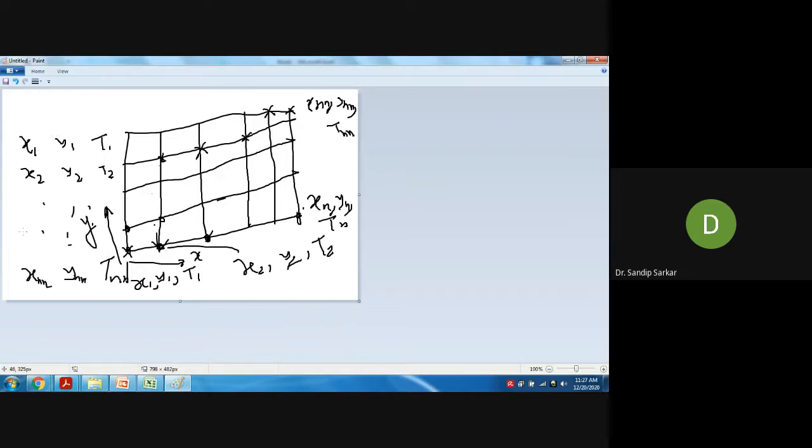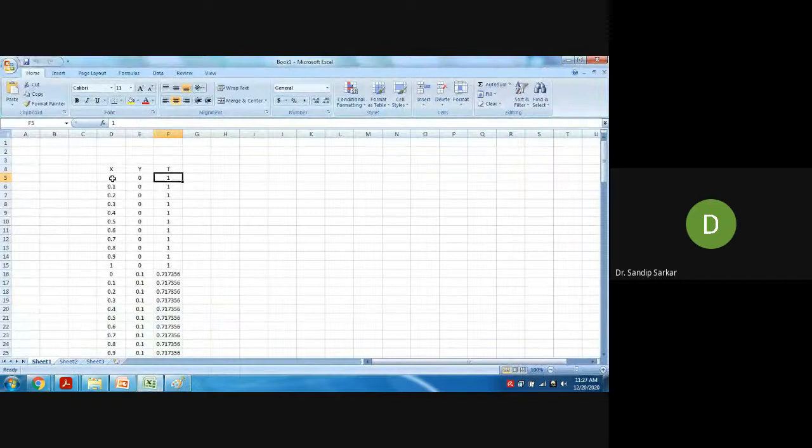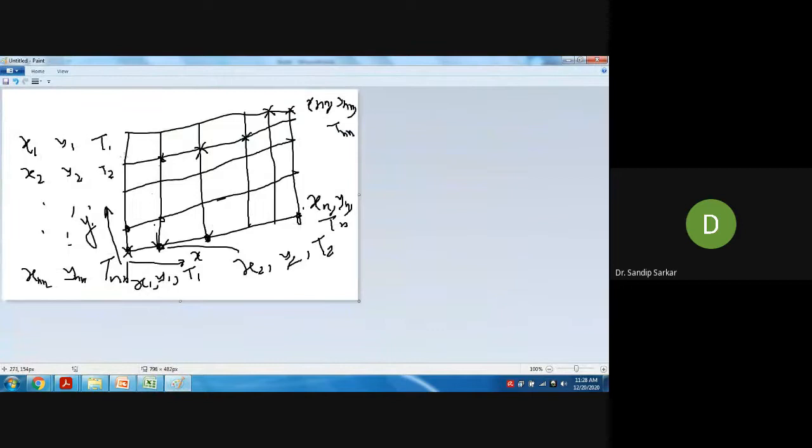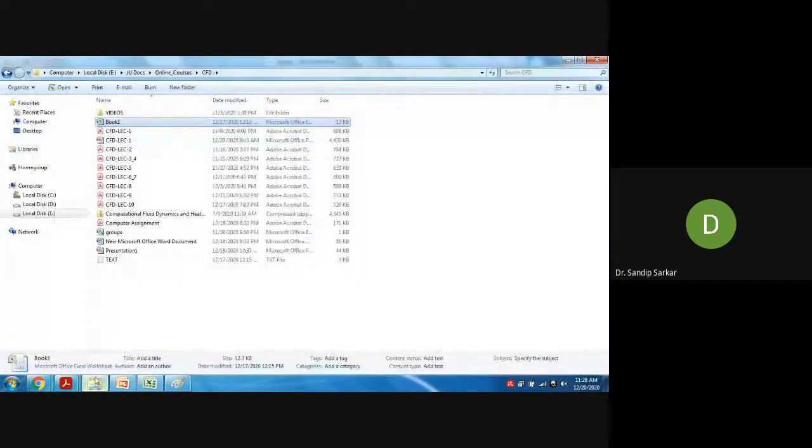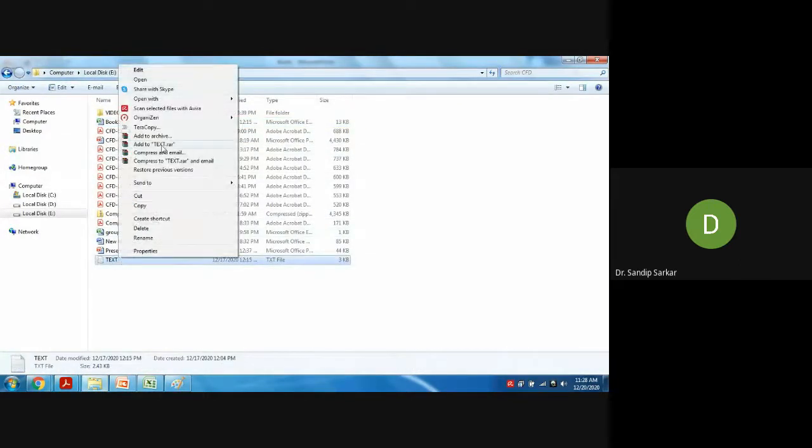You have to save all those points, coordinates and temperature, because you need to determine the temperature distribution at different points in the domain. To do that, you need to evaluate the coordinate values and corresponding temperature values: coordinate number 1, x coordinate, y coordinate, temperature. So you have to generate the program. The program writes this information in a data file, a .dat file or .txt file, whatever file you want to generate.